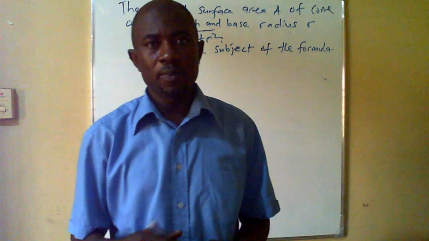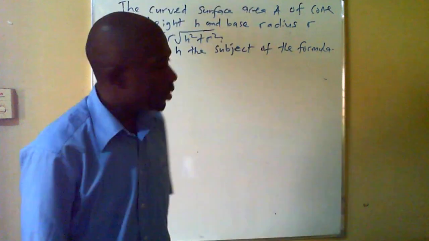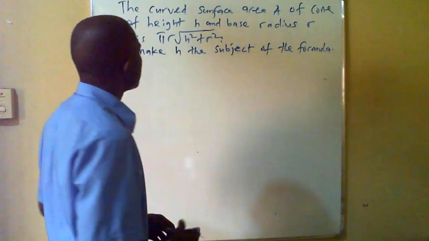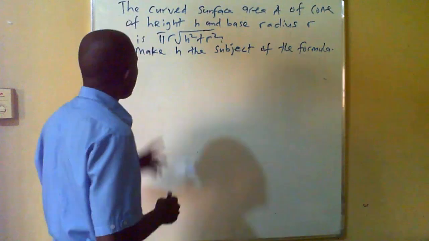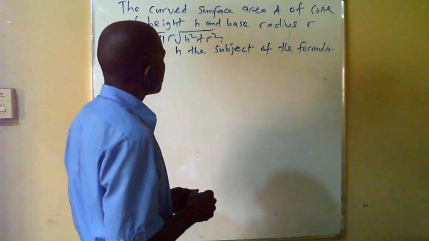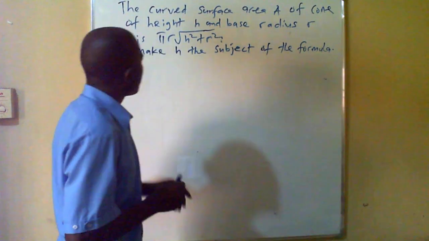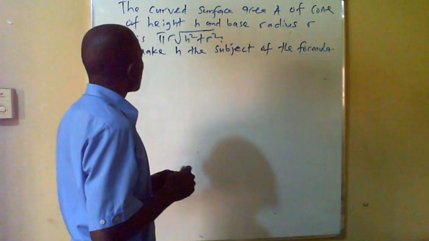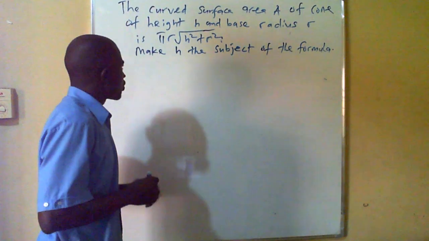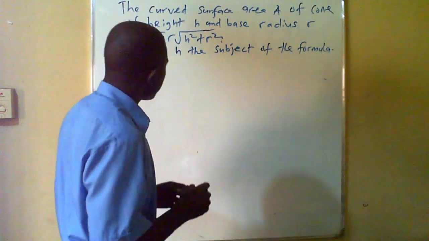We have a problem to solve today. The curved surface area of a cone of height h and base radius r is A = πr√(h² + r²). Make h the subject of the formula.